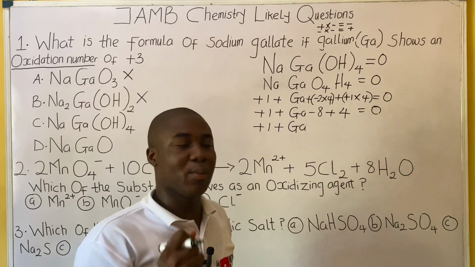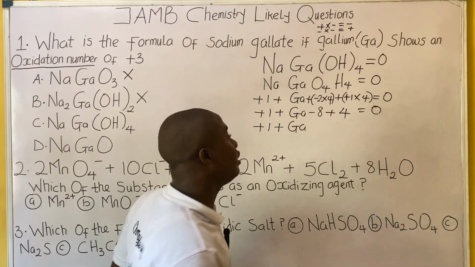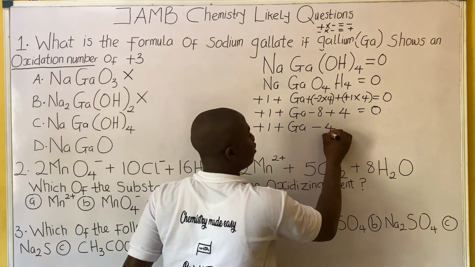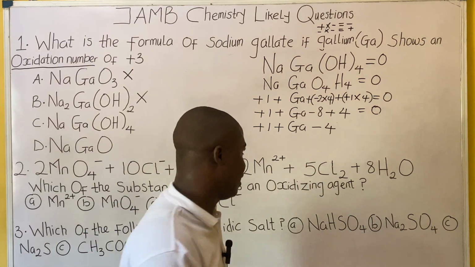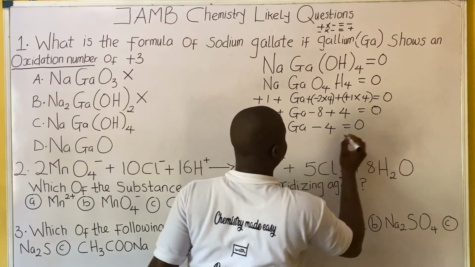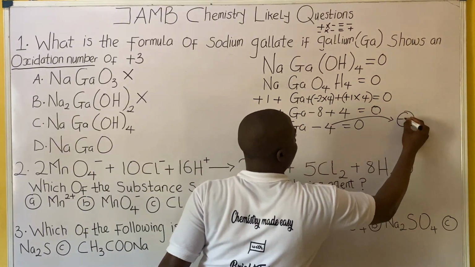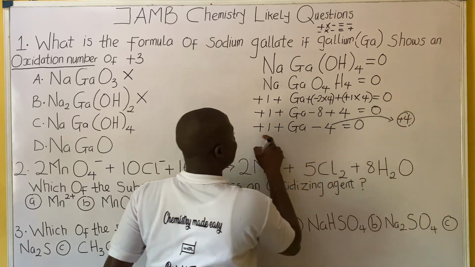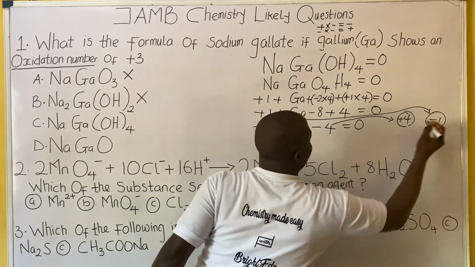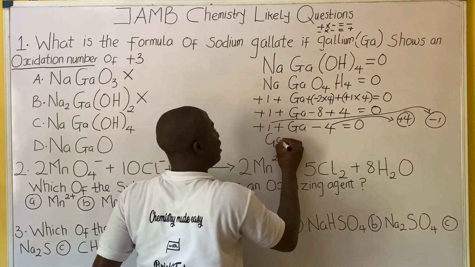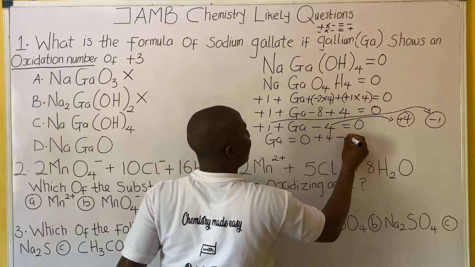You are owing somebody 8 naira, you have 4 naira. So when you pay that 4 naira, how much are you owing the person? You are owing the person 4 naira, so it's going to be minus 4. Minus 8 plus 4. Do you understand what's happening now? Minus 8 plus 4 is minus 4, is equal to 0. So what happens next? This minus 4 crosses to become positive 4 rather. This plus 1 crosses to become negative 1. So what are we having? Ga will now be equal to what? 0 plus 4 minus 1.